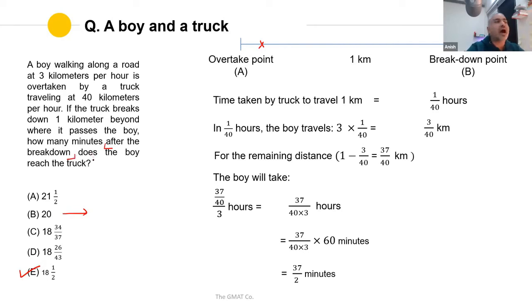How many minutes after the breakdown does the boy reach the truck? Right? The boy takes 20 minutes to travel 1 kilometer, but he's been already traveling for some time. So actually, if you think about it, without any of these calculations, I could have understood initially itself that the answer has to be less than 20 minutes.